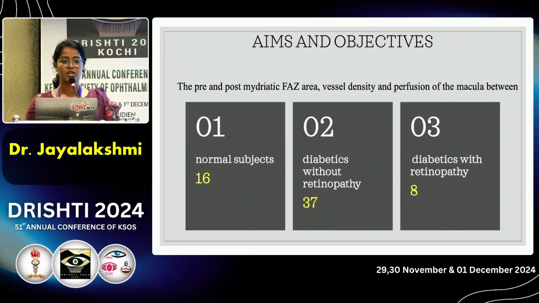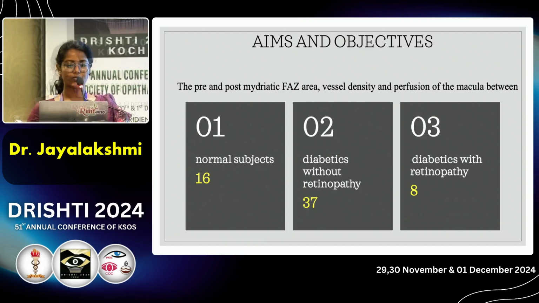Aims and objectives. The pre- and post-mydriatic foveal avascular zone area, vessel density and perfusion of the macula were compared between three groups of patients. First, normal subjects. Second, diabetics without retinopathy. And third, diabetics with retinopathy. 16 normal subjects were included in the study, 37 patients without diabetic retinopathy and 8 patients with retinopathy.